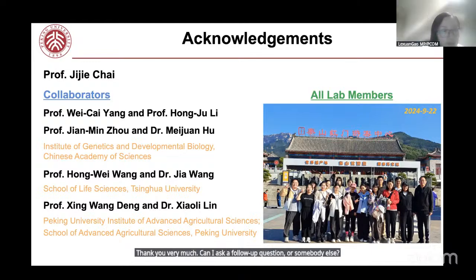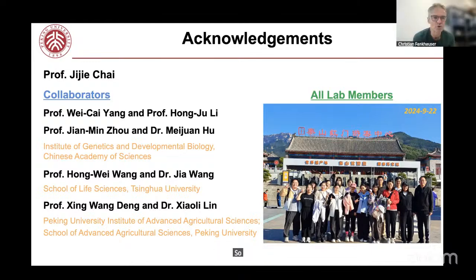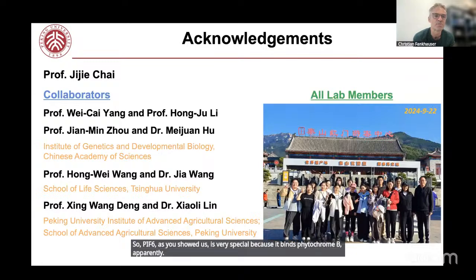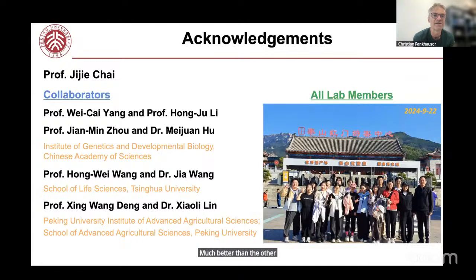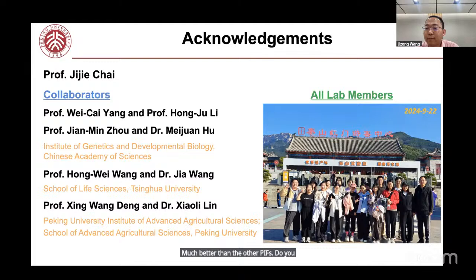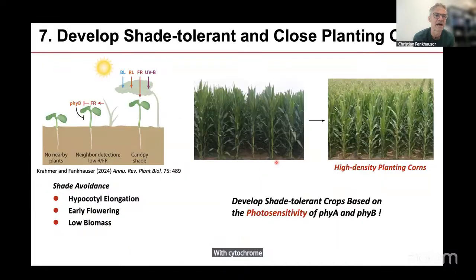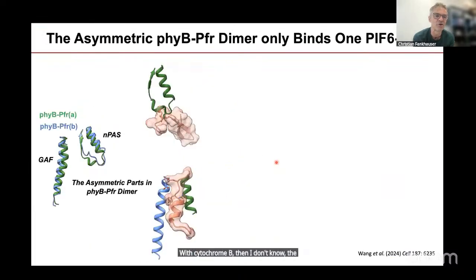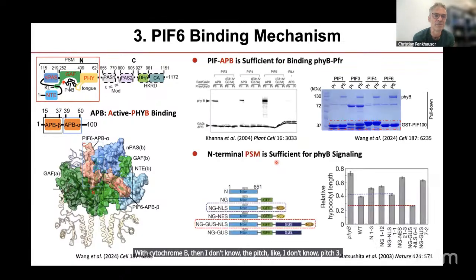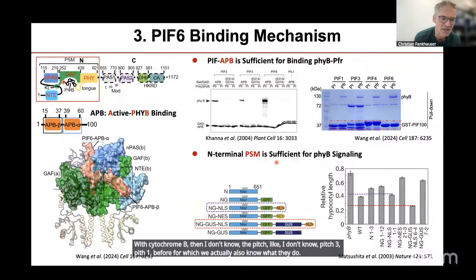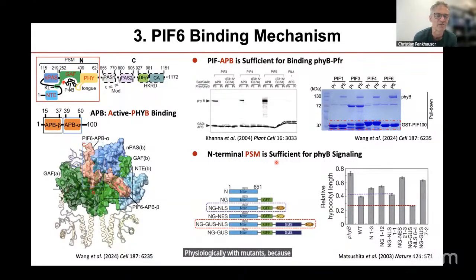Yeah, sure. So PIF6, as you showed us, is very special because it binds phytochrome B apparently much better than the other PIFs. Do you think that it also has a somewhat different mode of interaction with phytochrome B than, I don't know, the PIFs like PIF3, PIF1, PIF4, for which we actually also know what they do physiologically with mutants, because PIF6, its role is a bit mysterious.